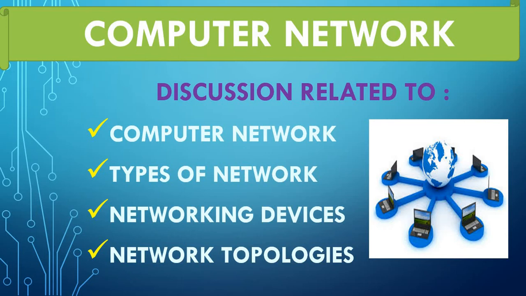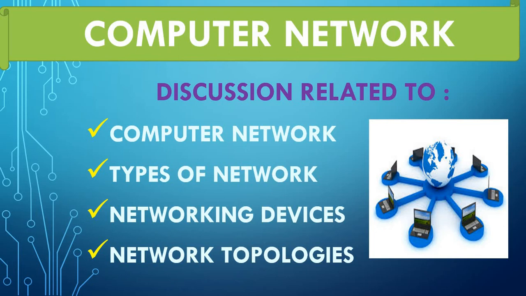Second type of network is MAN. A network within a city is called MAN. So, MAN covers larger distance than LAN. When we connect 2 offices of a company located in different areas of a city, that will be an example of MAN.